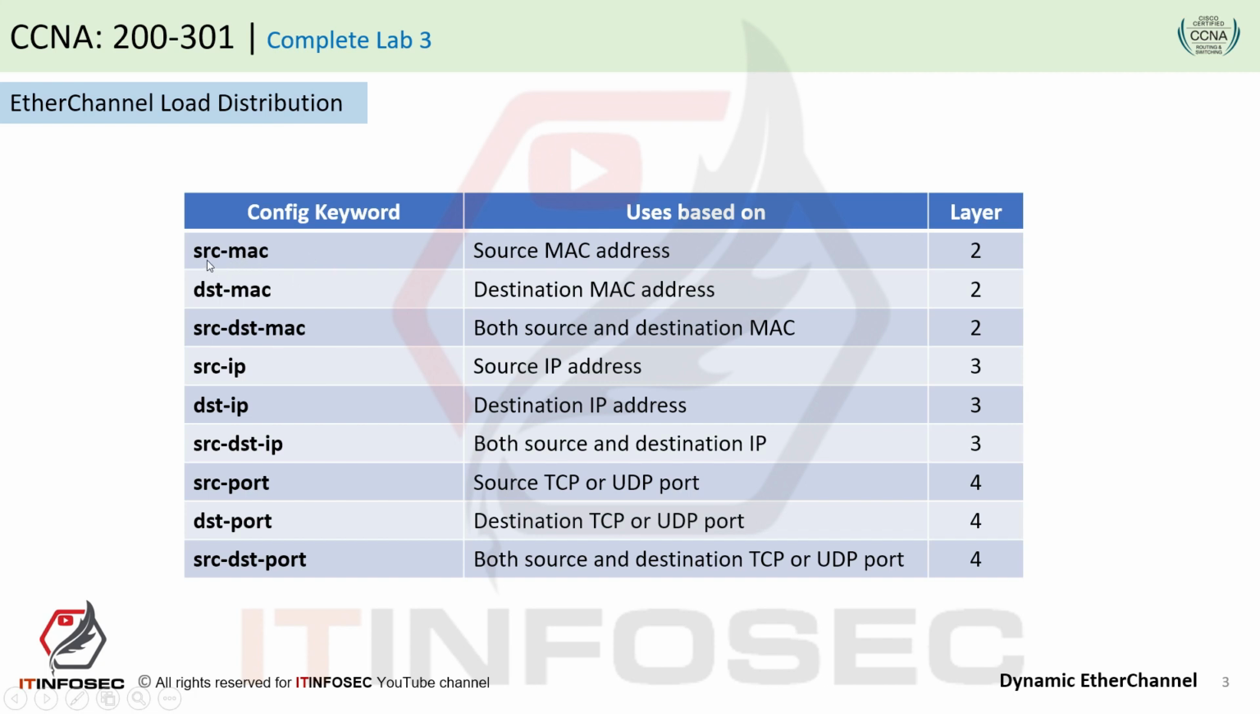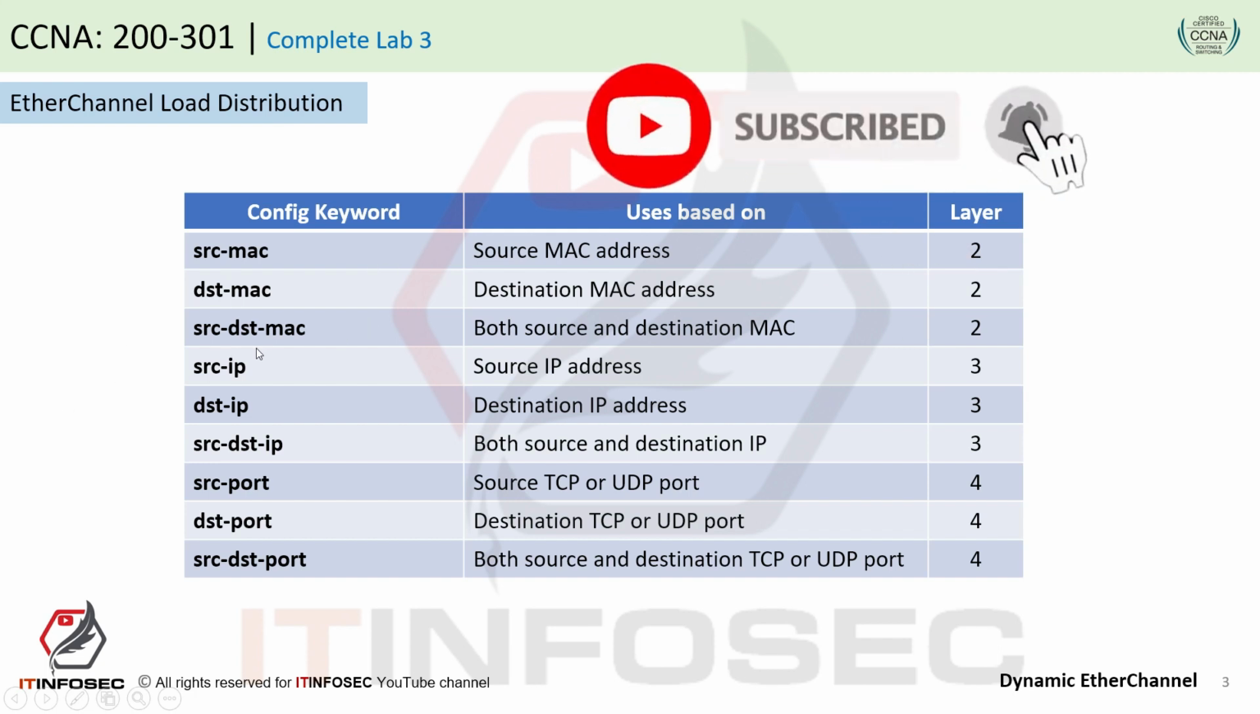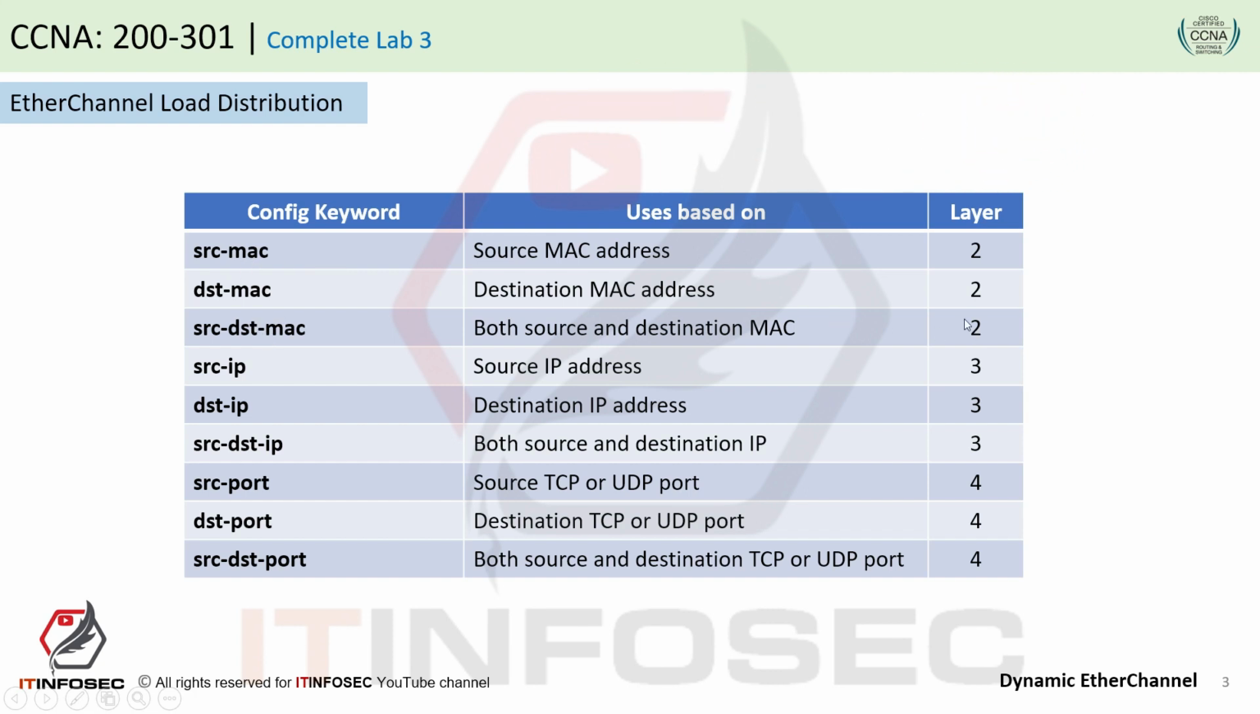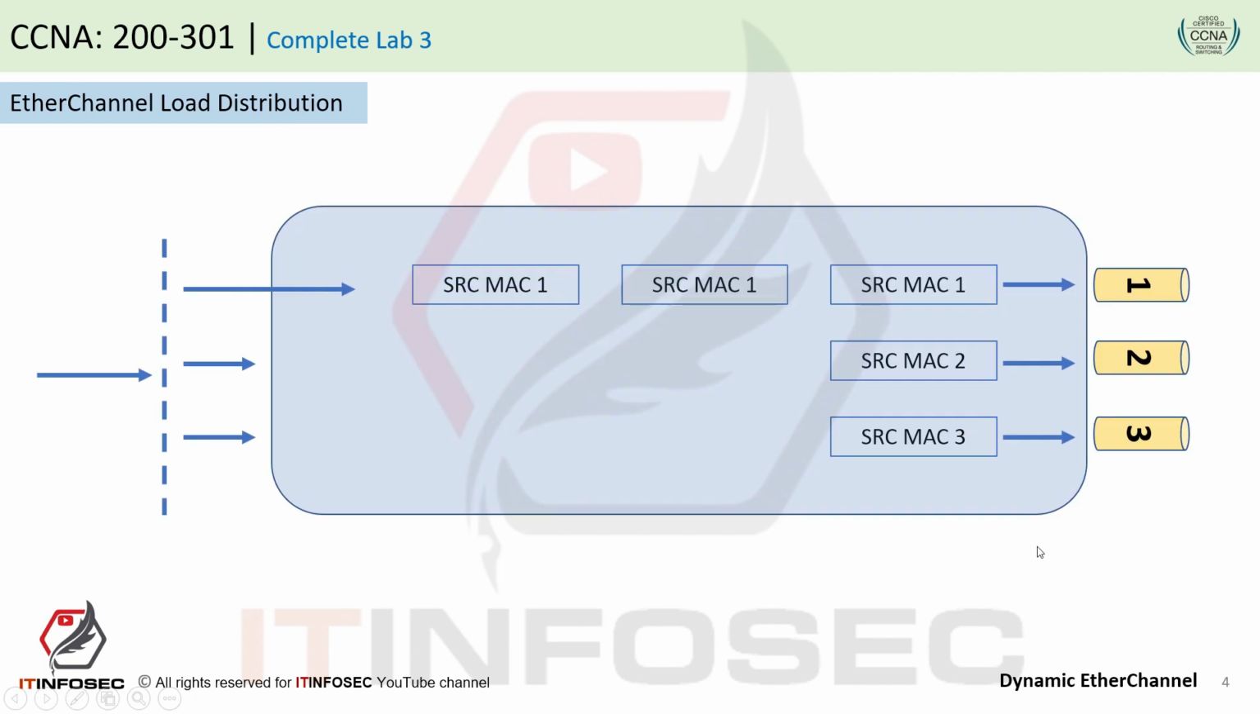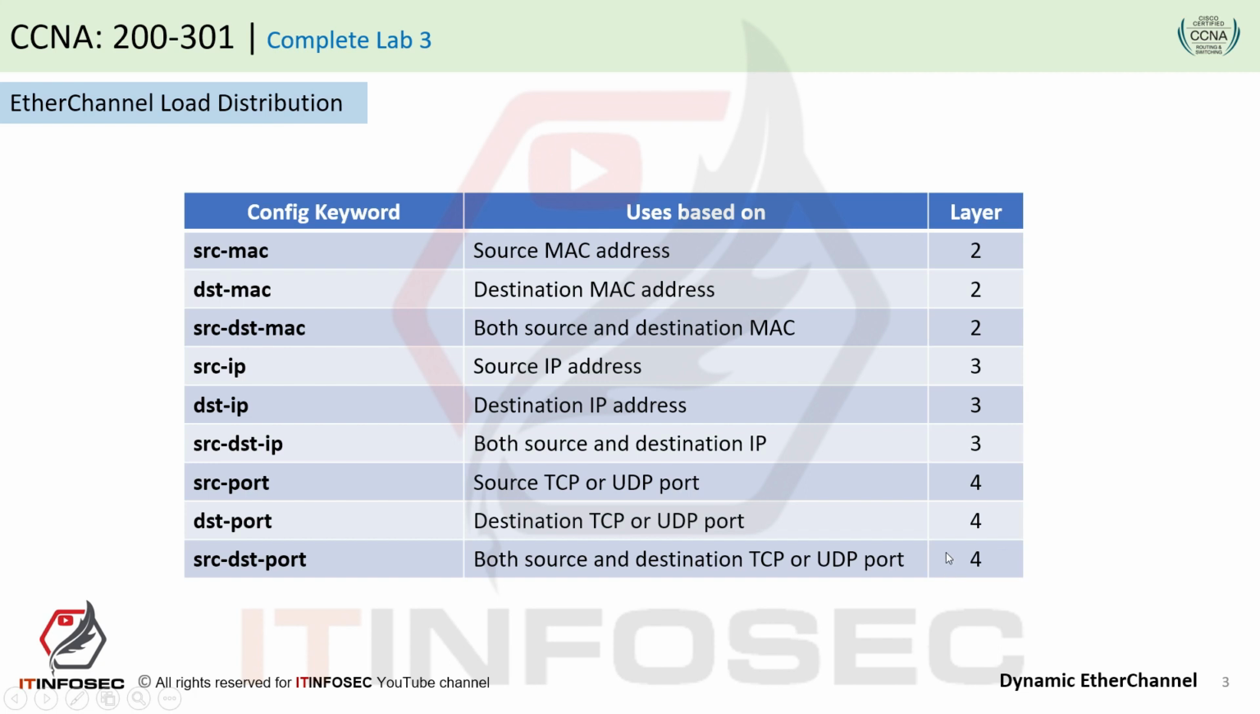For example, you can configure load distribution of packets based on source MAC address, and it is in layer 2. Based on destination MAC, and source and destination MAC, these three items work in layer 2. In layer 3, it is based on source IP, destination IP, and source and destination IP. And based on source port, destination port, and source and destination port, it is working in layer 4, sorry.